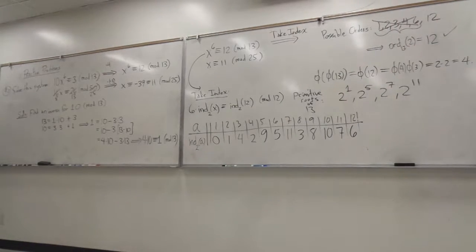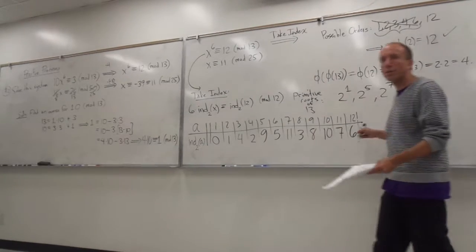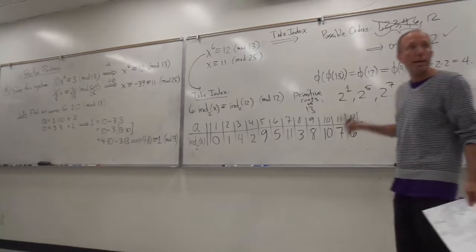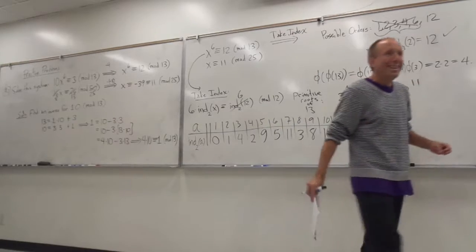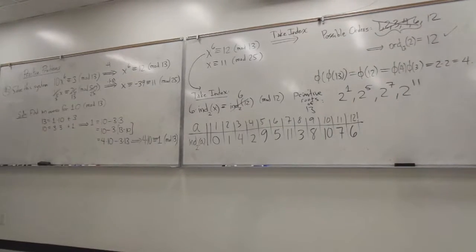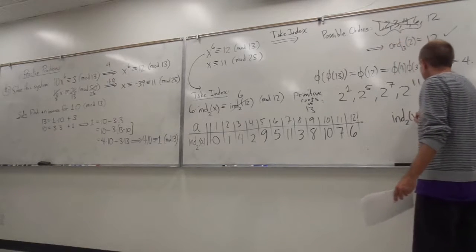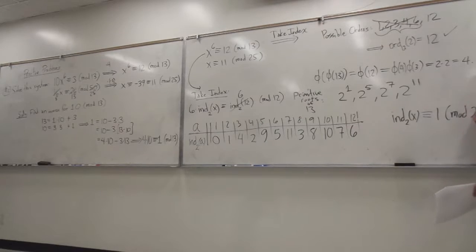Okay. So is everybody comfortable with the table there? Now, we have to figure out the index of 12. That's what we need for this problem. So the index of 12 was 6, right? The very last entry over here, so this is a 6 right here. Oh, that's kind of handy. I got factors of 6 that I can cancel out. So the index with respect to 2 of x would be congruent to 1 mod 2.